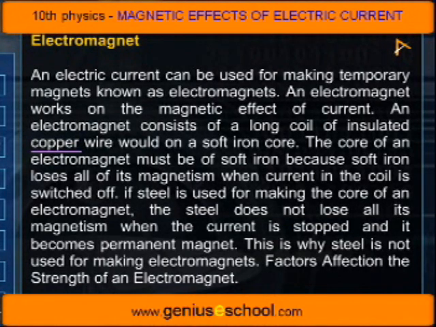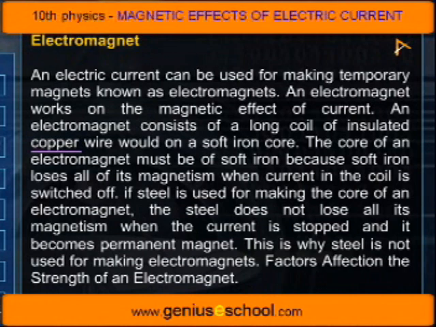An electromagnet works on the magnetic effect of current. An electromagnet consists of a long coil of insulated copper wire wound on a soft iron core. The core of an electromagnet must be of soft iron because soft iron loses all of its magnetism when current in the coil is switched off.